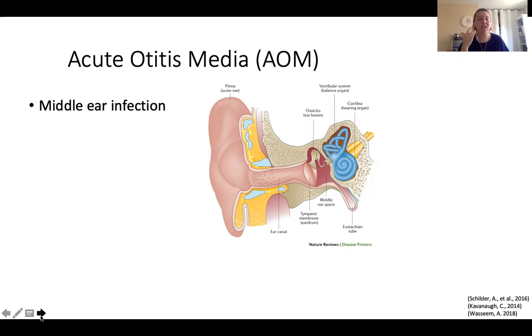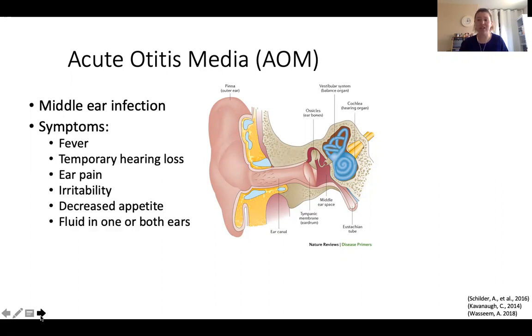And from there is the eustachian tube that goes to your nose. So your nose to your ears all connected. When you get an ear infection, you'll get a slew of symptoms. This can include a fever, common with a lot of infections, temporary hearing loss, you can get some ear pain, ear irritability, decreased appetite, and then even fluid in your ear.